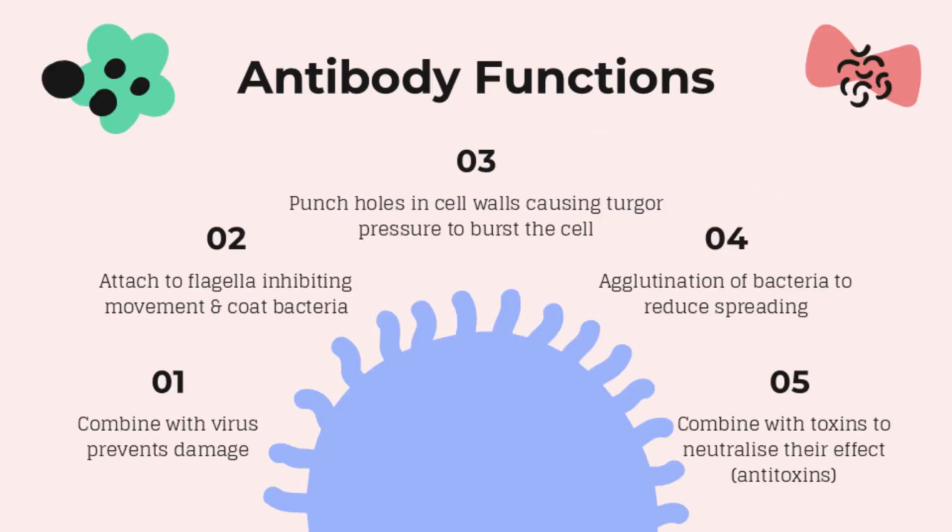The functions of antibodies. They combine with virus to prevent damage. They attach to the flagella, inhibiting the movement and coating bacteria. They punch holes in cell walls, causing osmotic pressure to burst the cell. They also cause agglutination of bacteria to prevent spreading. They also combine with toxins, neutralizing their effect, antitoxins.